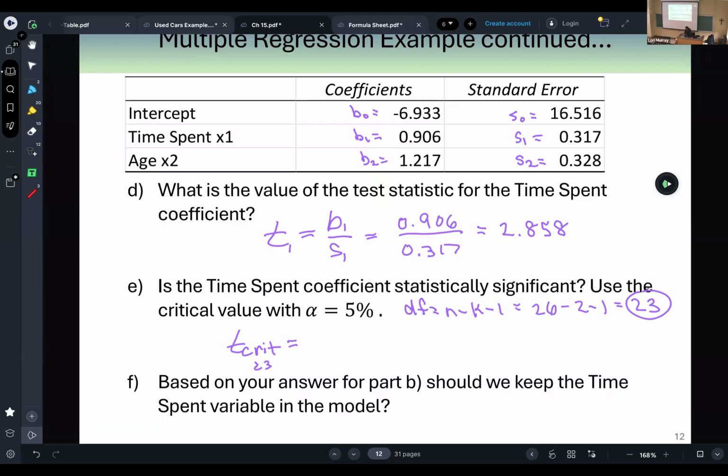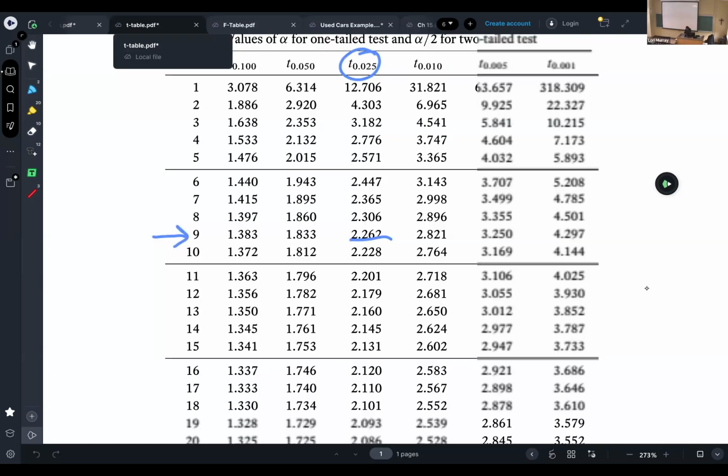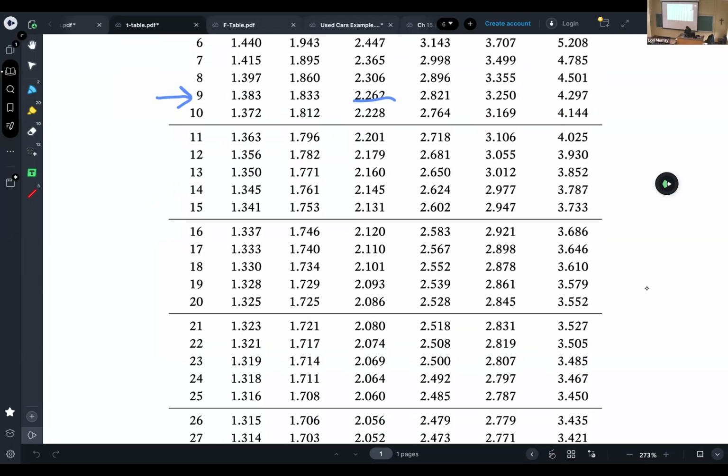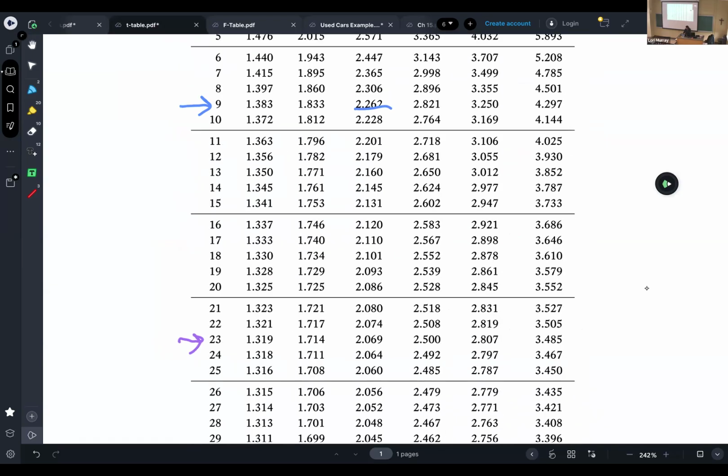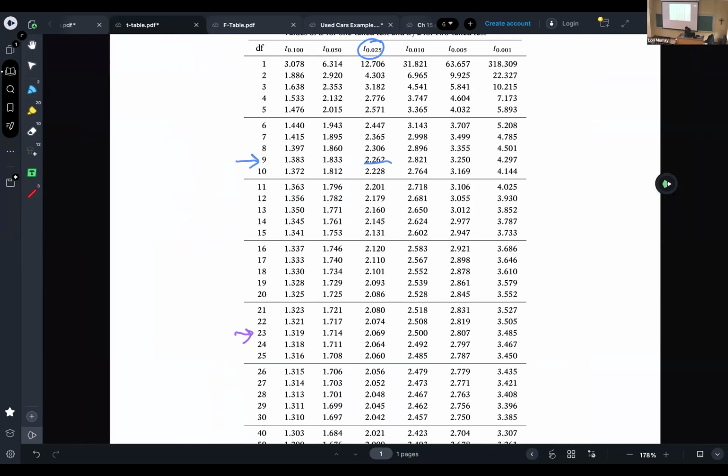I need to check and make sure our table goes that far. Let's take a look. Does it have a 23? It does, right there. Nice. So we have 23 degrees, and we will get that value there because we're using alpha. It's a two-sided test. 99% of the time it's a two-sided test. So it's a two-sided test, and we'll use 2.069.